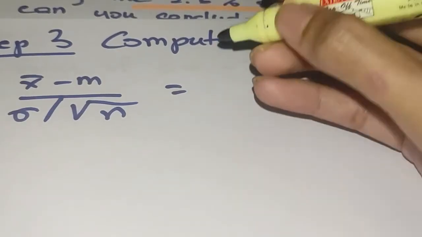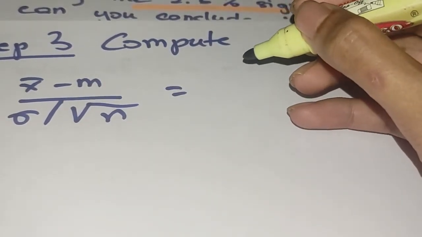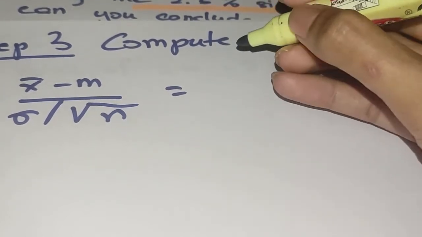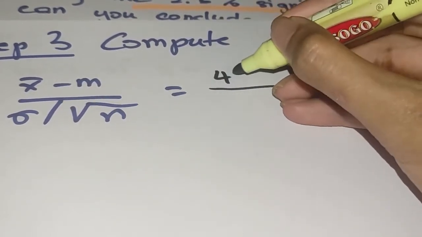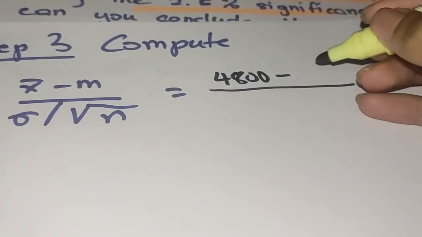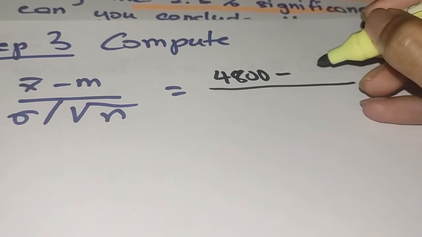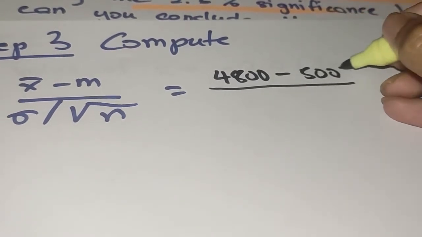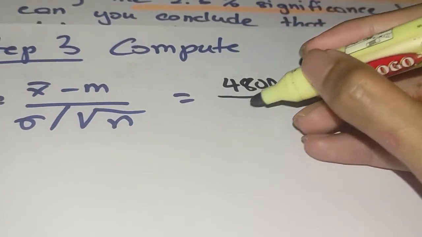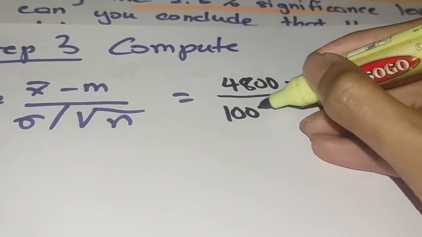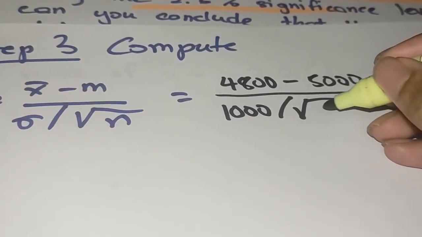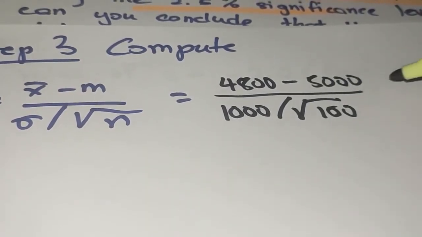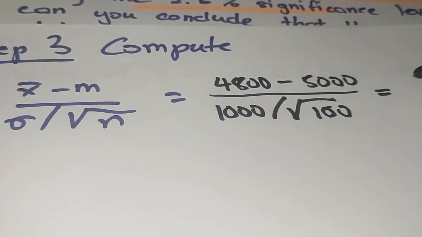Okay, step 3 is we need to compute the Z. We know the mean is 4,800 minus the population mean 5,000, and the standard deviation is 1,000 divided by square root of n, which is 100. So the answer is negative 2.0.